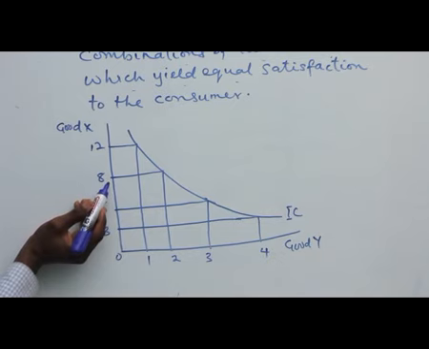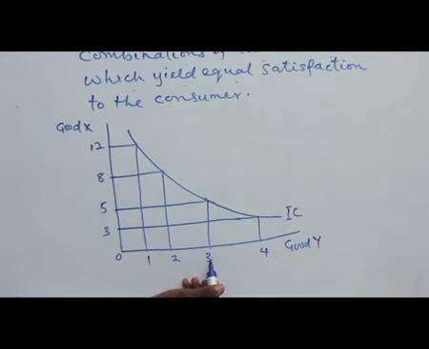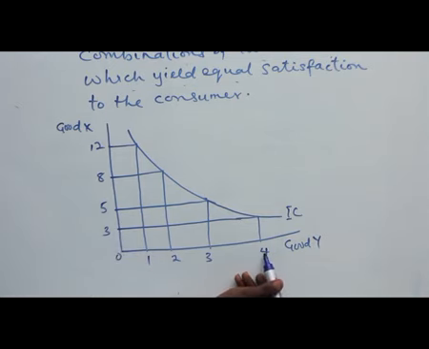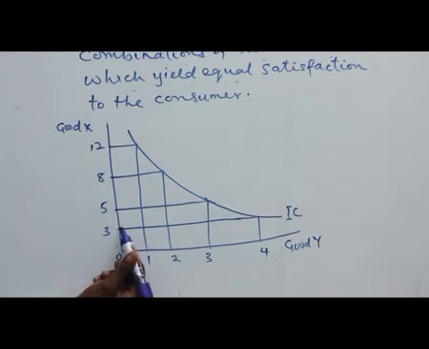Now, he still wants more of good Y. Let's assume 3 units. He has to reduce the consumption of good X to 5. Now, he still wants to take more of good Y. Let's say 4 units. He has to reduce the consumption of good X to 3.